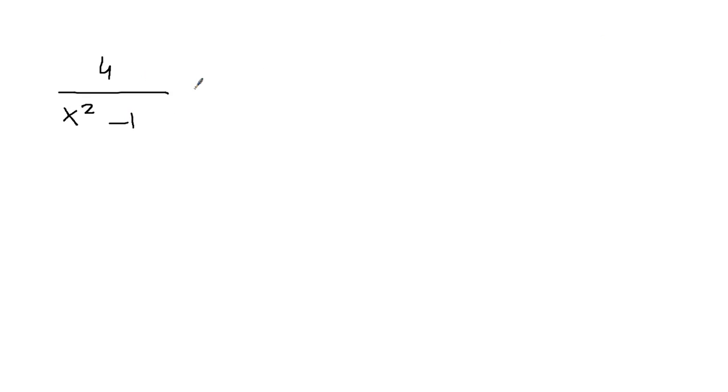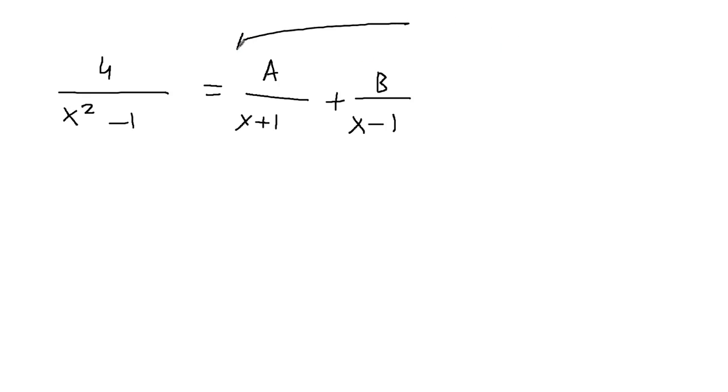Now we can still split it into our constituents a and b. So a over x plus 1 plus b over x minus 1, because x squared minus 1 is x plus 1 times x minus 1. But this is what we can do. We know that for all x, this equation is true, except x equals 1 and minus 1. So this is what I'm going to do.